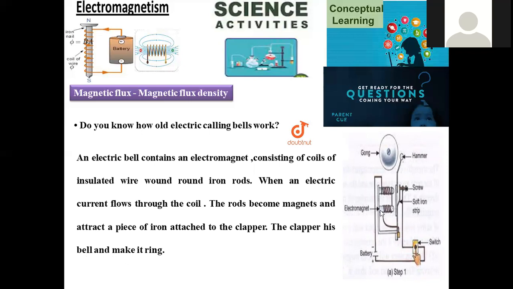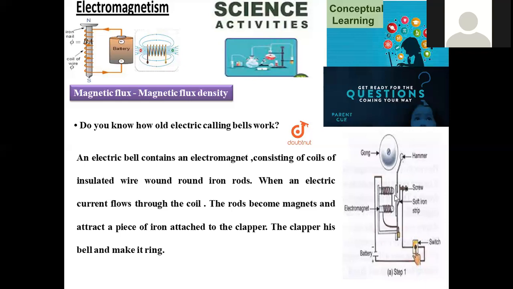So whenever it touches this iron, what happens? Bell ringing is possible. So here is the entire working of the calling bell. Here we are taking an electromagnet, and two coils were inserted in a parallel manner. These two coils were wound with electrical insulated wires. In close proximity, an iron strip was introduced.